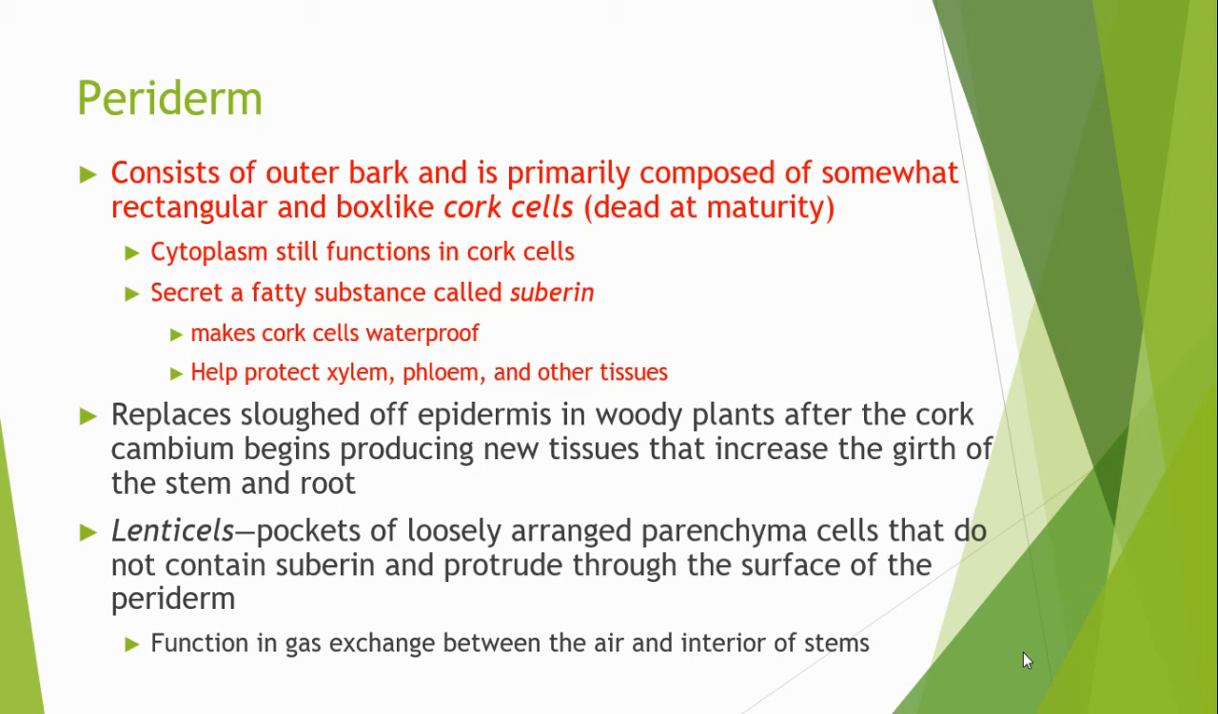It replaces sloughed-off epidermis in woody plants after the cork cambium begins producing new tissues that increase the girth of the stem and root. Lenticels are pockets of loosely arranged parenchyma cells that do not contain suberin and protrude through the surface of the periderm. They function in gas exchange between the air and interior of the stems.